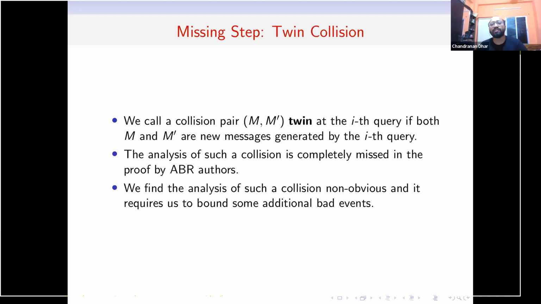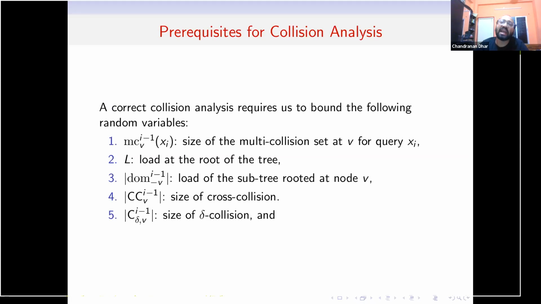The authors of ABR completely missed this, and we also find that bounding the analysis of such a collision is non-obvious. It requires us to bound some additional bad events, and it is not easy. So what we see is that there are many mistakes in the original proof given by the ABR authors, and we find it pretty unfixable.